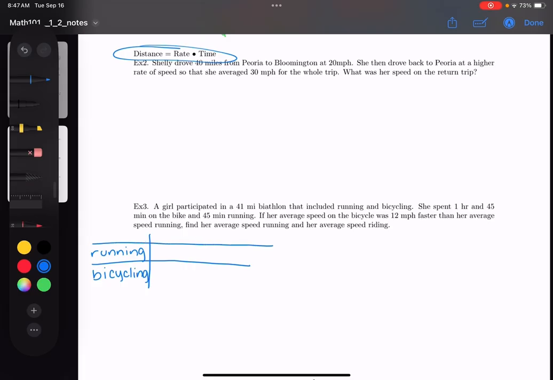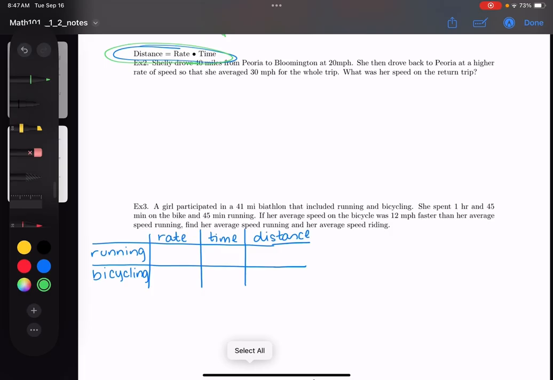And then at the top here, let me give myself a little bit more space there. At the top, I have the time that she was doing these things, and I have the rate that she was doing these. I'm also going to write distance. So basically what I'm doing here in my table is I'm using this equation of rate times time equals distance. So rate times time is equal to distance. But I'm just organizing all my information in a table.